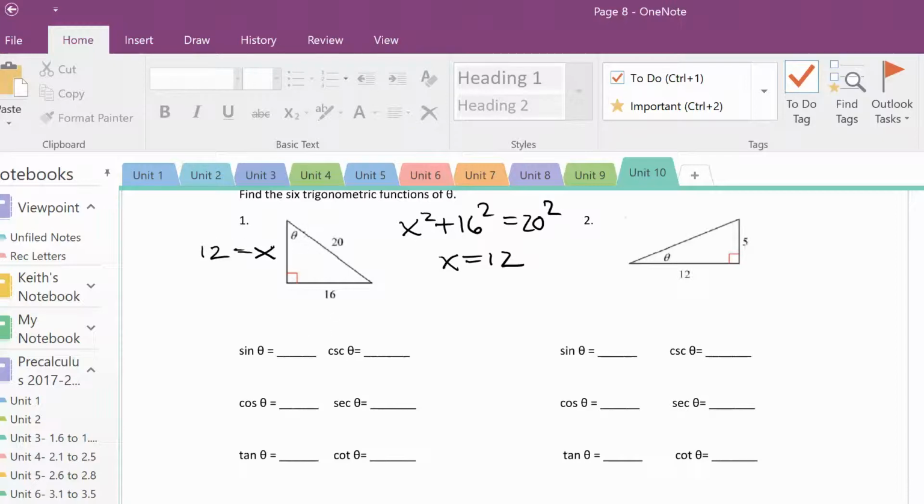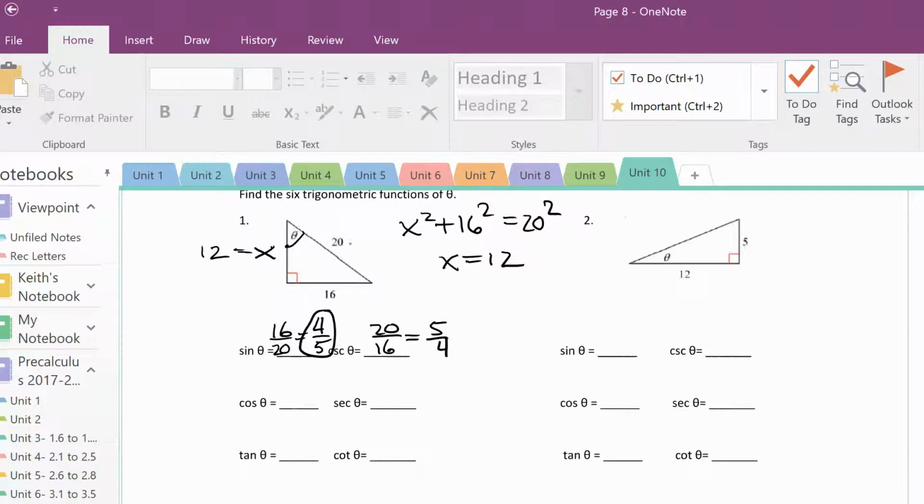So now, based on the theta here, the sine is opposite over hypotenuse, which is 16 over 20, which reduces to 4/5. You want to leave it as a fraction. You don't want to make it a decimal. And then the cosecant is just 20 over 16, hypotenuse over opposite, which reduces to 5/4. So notice they're the reciprocals.